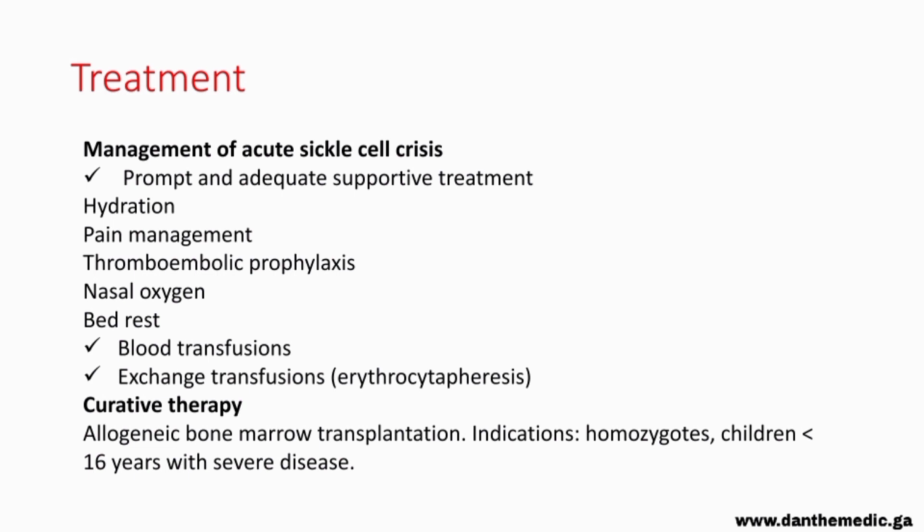There is only one known curative therapy, and that is bone marrow transplantation, allogenic bone marrow transplantation. And the indications are homozygotes and children that are below 16 years with severe disease.